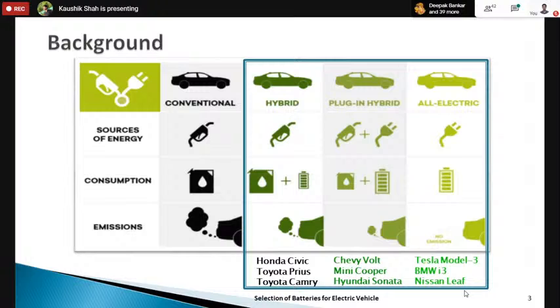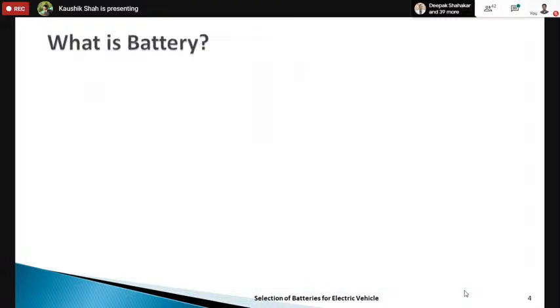Now I'll skip this part, which was there just to set a background, because these are two different presentations. So what is a battery? When I pose this question, most people will say that battery is the energy source. It has a cathode, an anode, a separator, and electrons flow between them, all this kind of definitions.